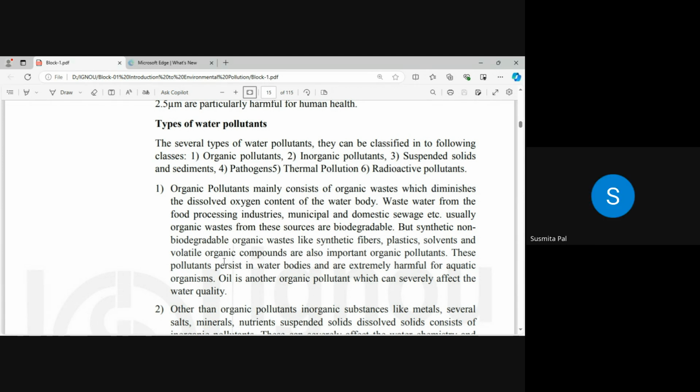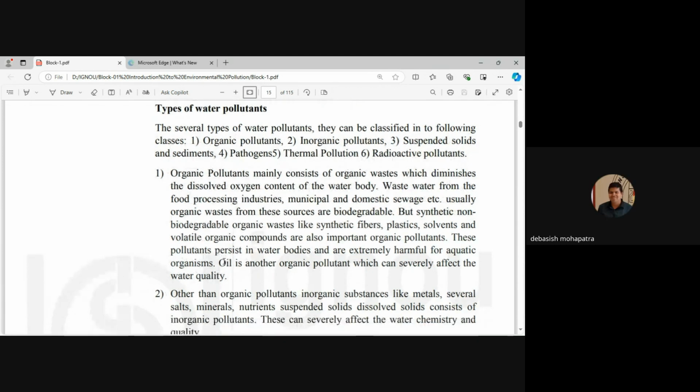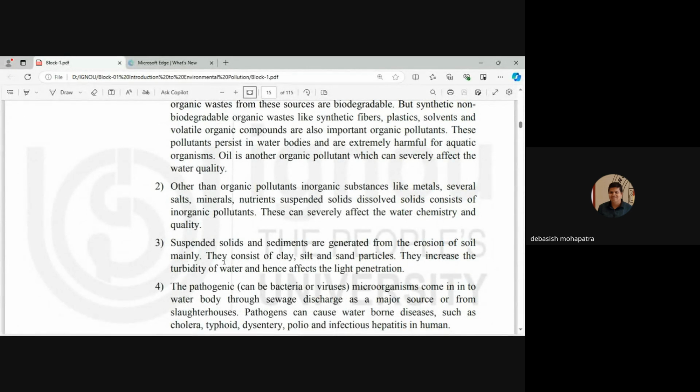Yes, sir. Okay. Then inorganic pollutants like metals, several salts, minerals, nutrients, suspended solids, and dissolved solids constitute the inorganic pollutants. They severely affect the water chemistry and quality. Obviously, when a chemical is added, the quality and chemistry of that substance will be changed.